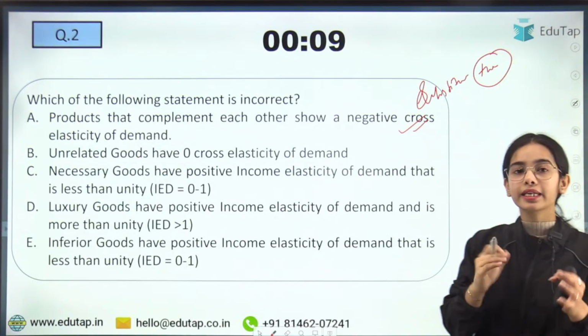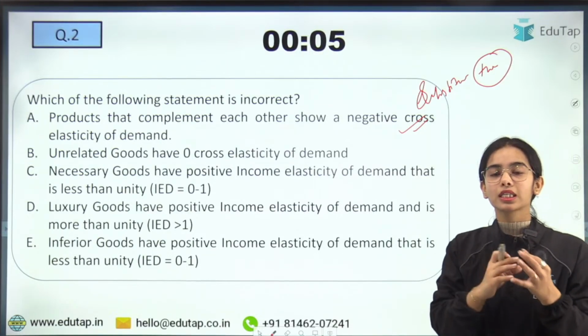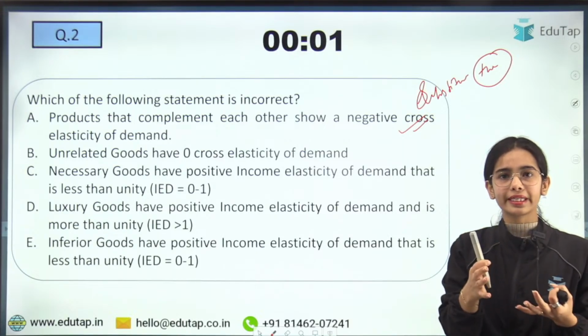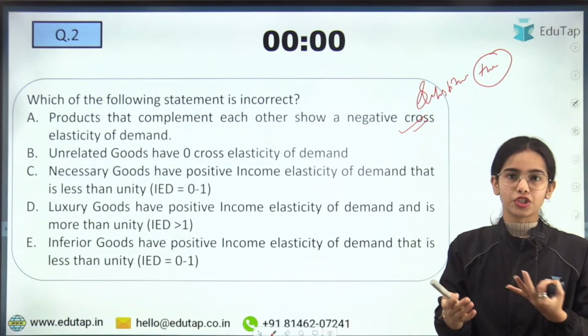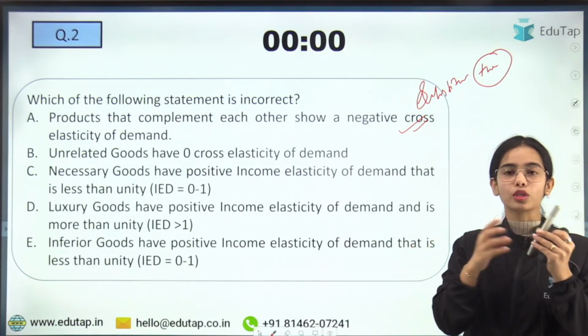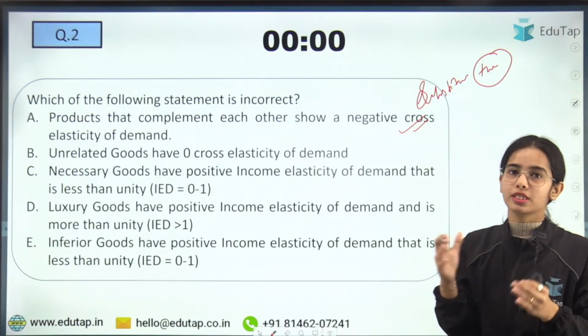Unrelated goods have zero cross elasticity of demand. Let's say this pen and petrol are not related at all. They are not substitutes, and they are also not complementary goods. So unrelated goods have zero cross elasticity of demand.